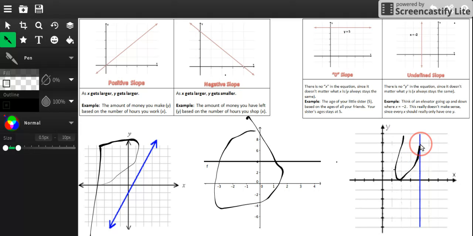Now the only place missing is negative slope. Negative slope looks like this, and positive slope looks like this. Positive slope is increasing, as you can see. Negative slope is decreasing, as you start over here and decrease. And there is no negative slope here because nothing corresponds to what negative slope says.